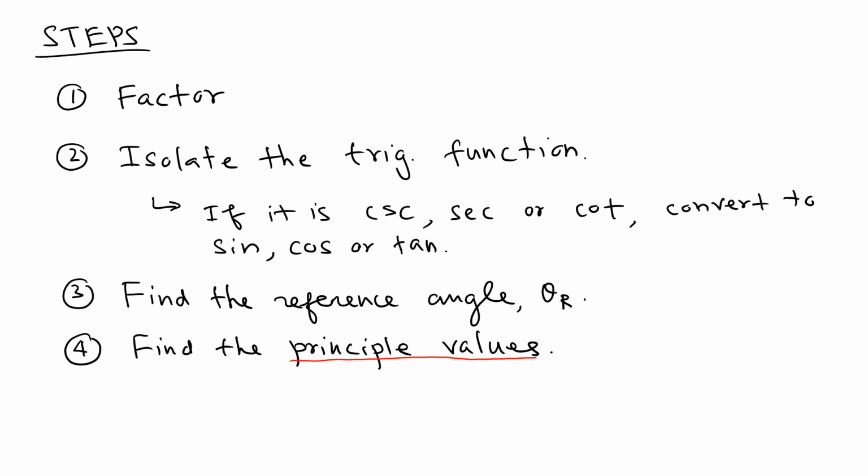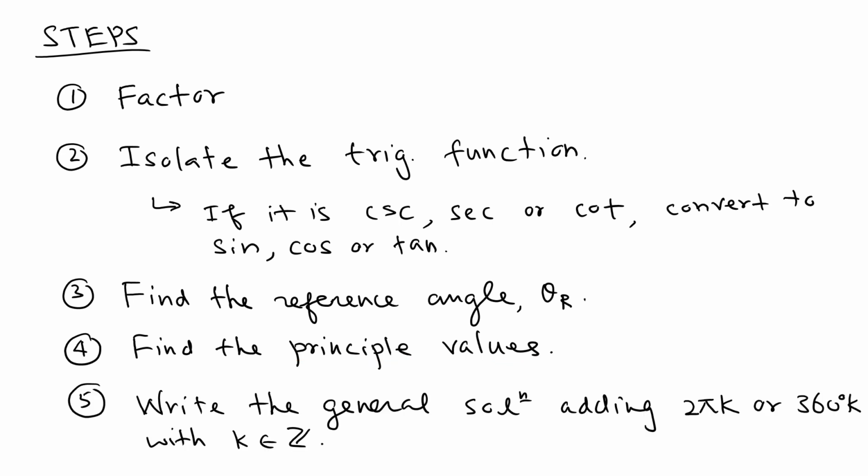So you find the principal values first, and after you find the principal values, you just add multiples of 2 pi, or you simply add 2 pi k or 360k, where k is an integer, to find the general solution. So these are the 5 steps to solve a general trigonometric equation.